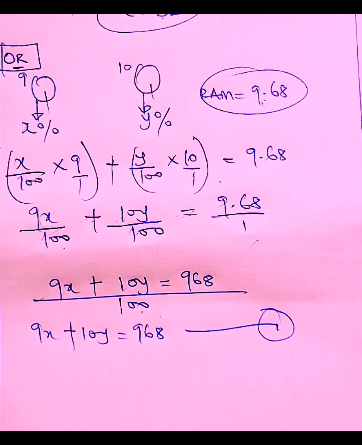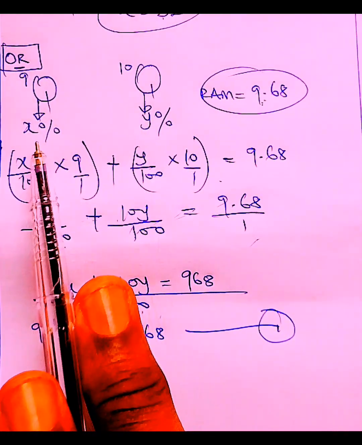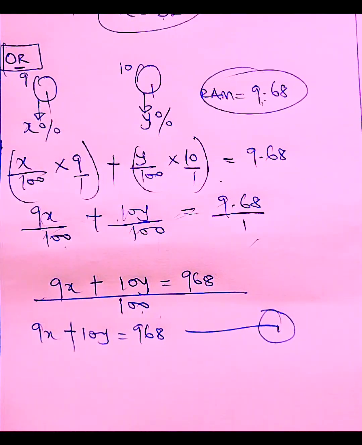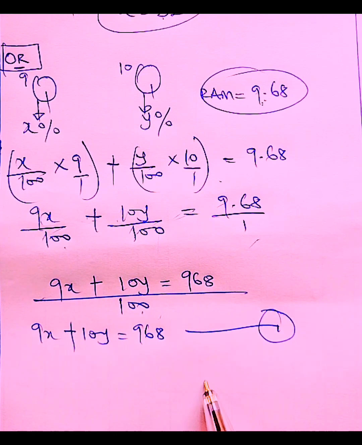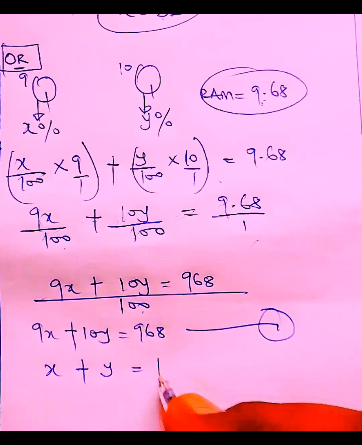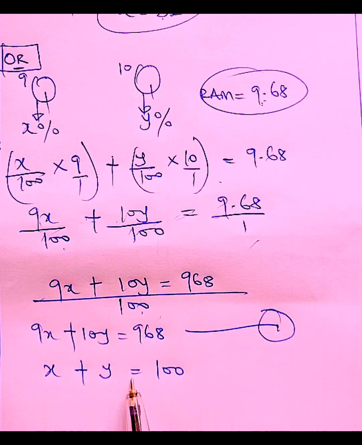Now, how do we get the second equation? Don't forget, this is x percent and this is y percent. So by the time we add x percent and y percent together, we're going to get 100%. So x percent plus y percent gives us 100%, which means x over 100 plus y over 100 equals 100 over 100, which is 1. So we're going to end up with x plus y equals 100.